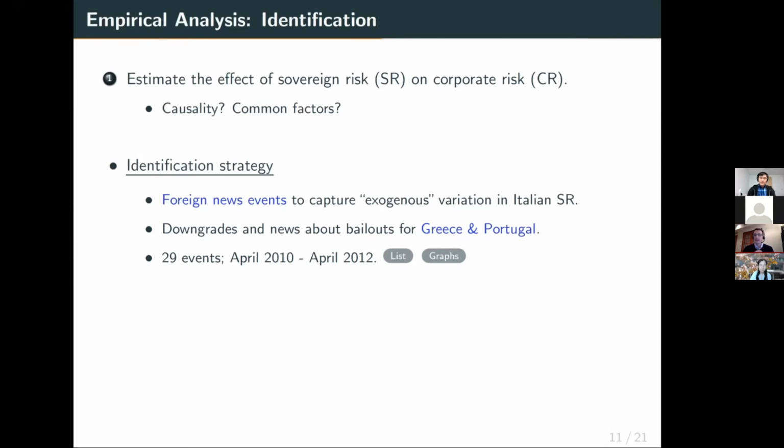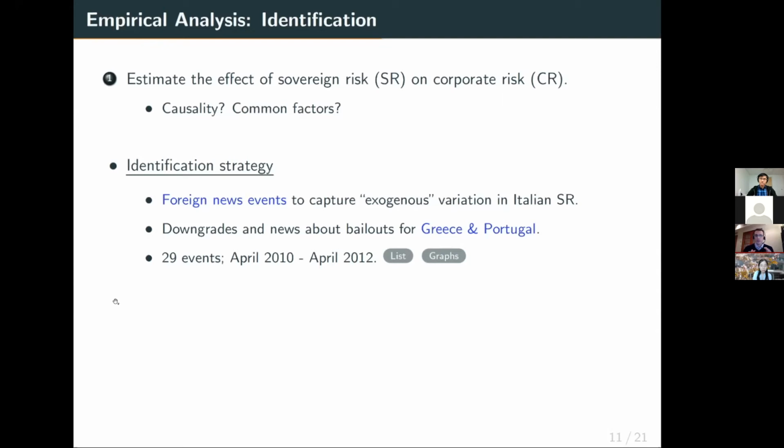So in terms of the identification strategy, what I'm going to do is rely on a set of what I'm calling foreign news events that will allow me to capture exogenous variation in Italian sovereign risk. These news are coming from two other European countries, Greece and Portugal, and they involve news about credit rating downgrades for these two economies, and also news about bailouts. I have a set of around 30 events over the 3 years of the crisis, 2010, 2011, and 2012.